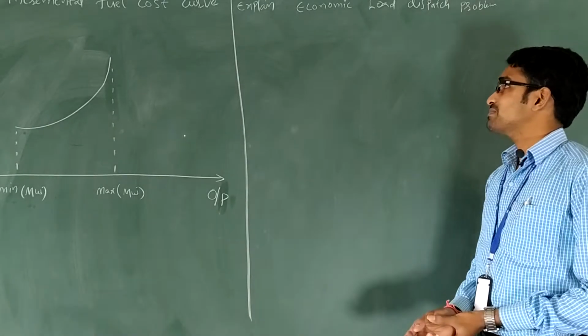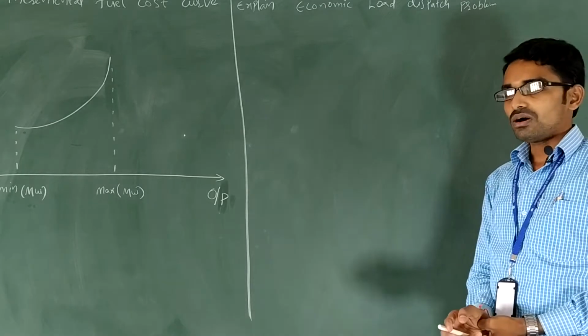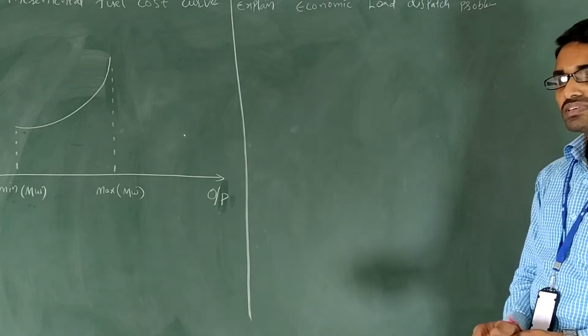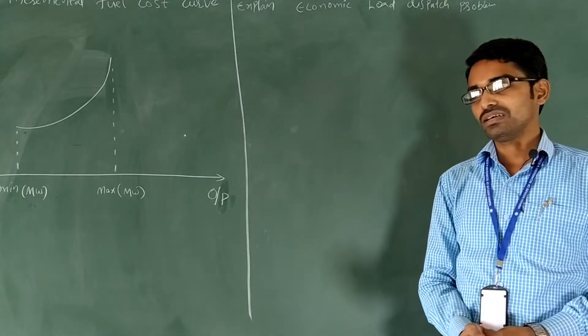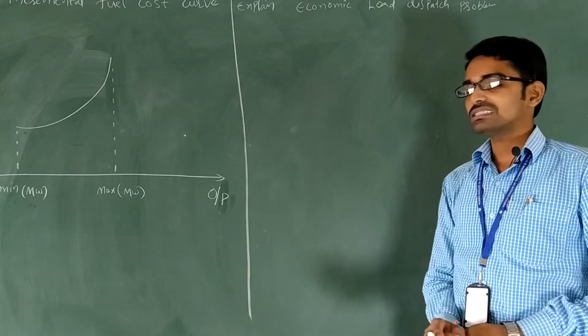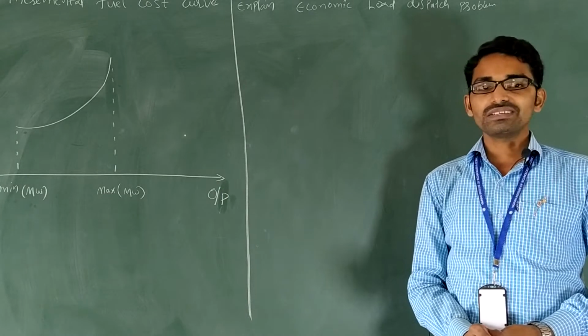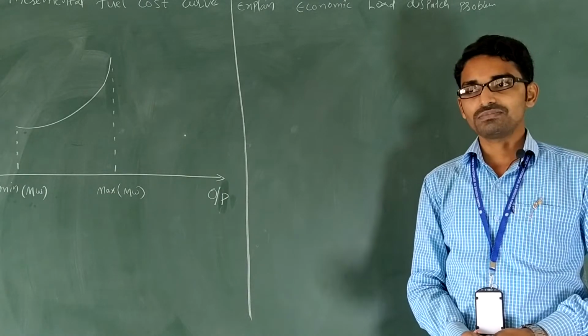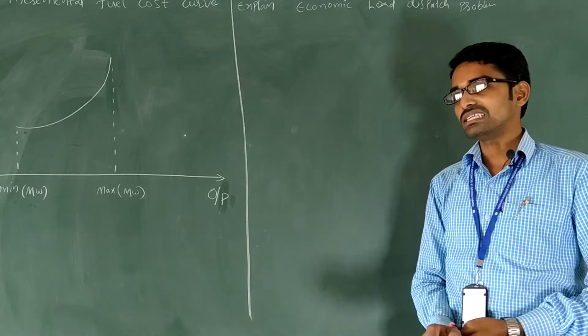So, the economic dispatch problem: what is actually the economic load dispatch? How are we going to distribute the load between the generating units or between the generating stations? Here you need to consider the economic operation of the power system. How much is the cost of generation for the different generating units? Depending upon that, you need to allocate the load between the generating units.